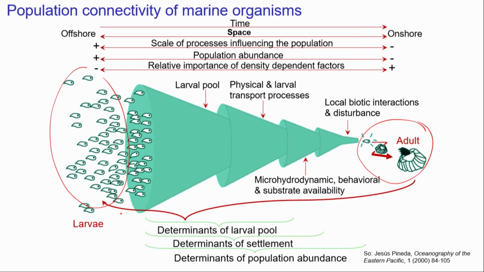So what are the major constraints that are there? You have the major pool, the biggest part of this funnel, the larval pool. That means you have a high number of larvae. Then there are physical and larval transport processes. Physical is what?